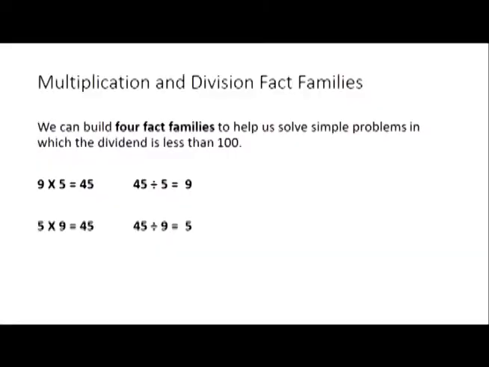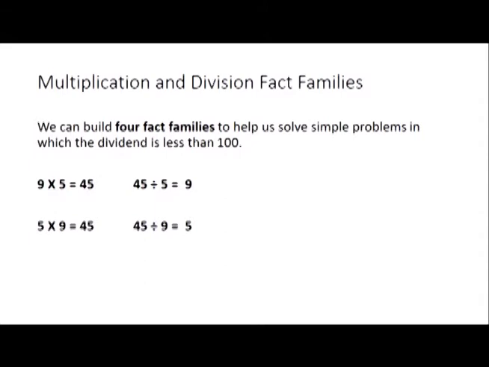You have seen that we can use multiplication and division facts to solve our division problems. So we can build what we call a fact family that will help us solve simple problems where the dividend is less than 100. I am showing the example with 9 times 5 is equal to 45, and I get 3 other facts with that. So I have another multiplication fact here, and I have the corresponding division fact. So 9 times 5 is 45.